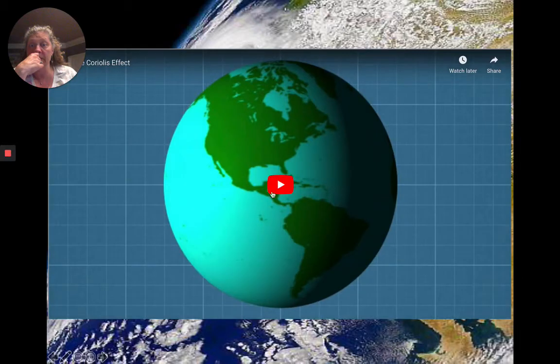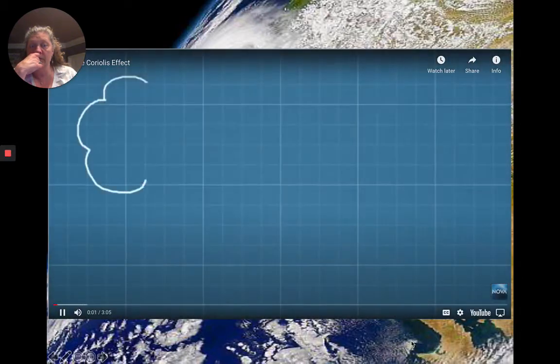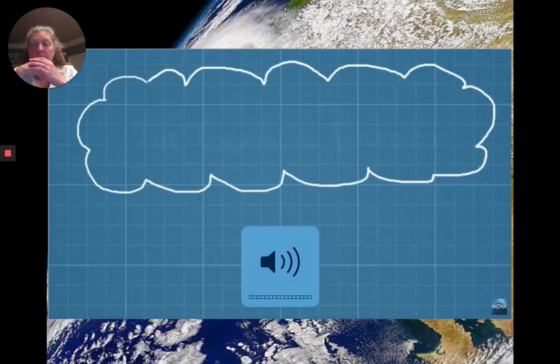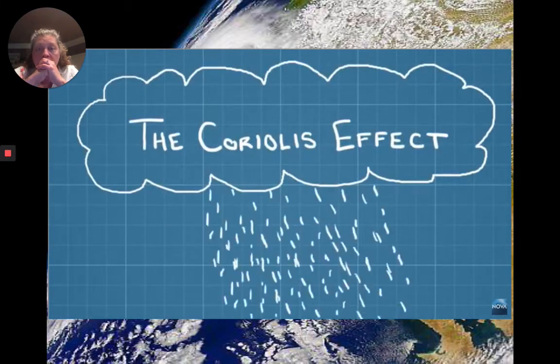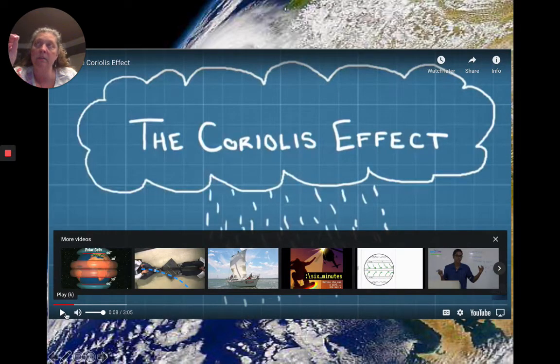So take a look at this. This is pretty short. By the way, this does explain the meteorological effects of the Coriolis effect. It explains why hurricanes rotate one way in the northern hemisphere versus the southern hemisphere. So this is how it applies to air currents.